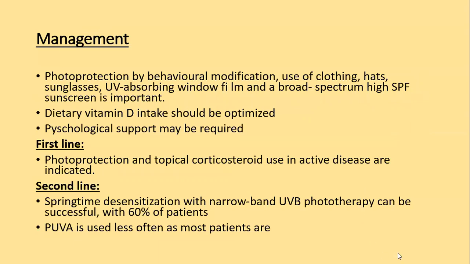So, the management: photoprotection by behavioral modification and use of clothing, hats, sunglasses, UVA absorbing window film, and broad spectrum, high SPF sunscreen are all important. Dietary vitamin D should be optimized. Psychological support is required. First line is photoprotection and topical corticosteroid in active disease. Second line, springtime desensitization with narrowband UVB phototherapy, is successful in 60%. PUVA is less often used.